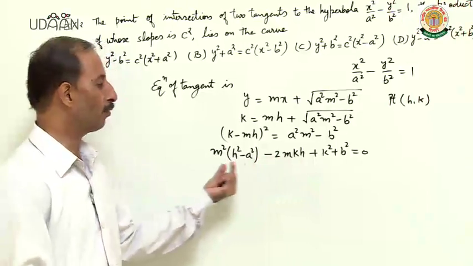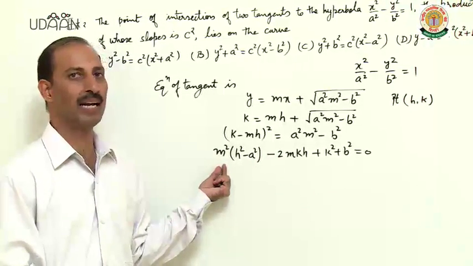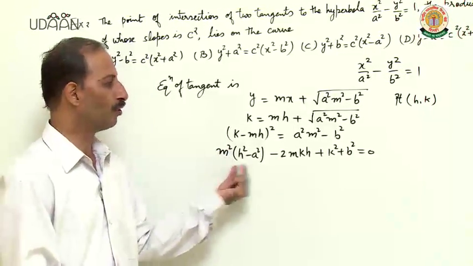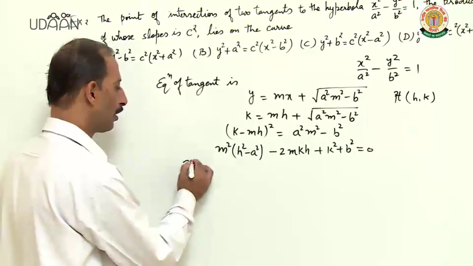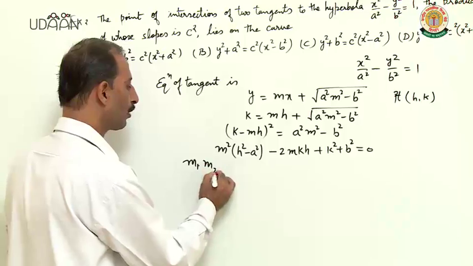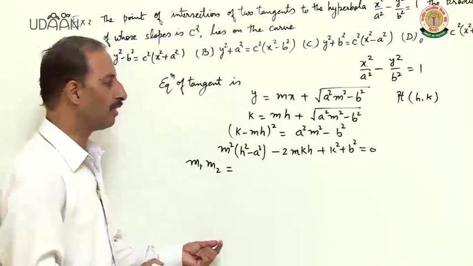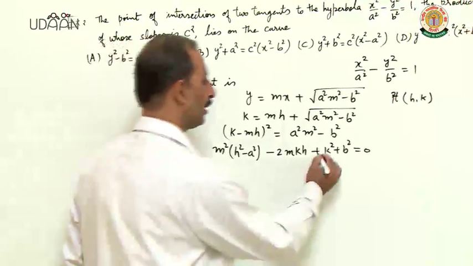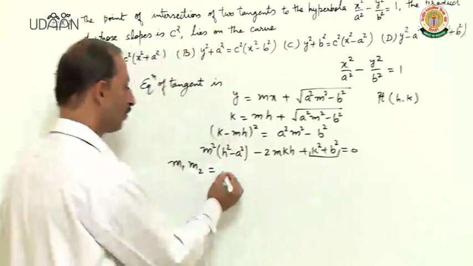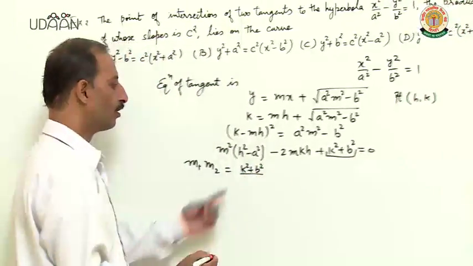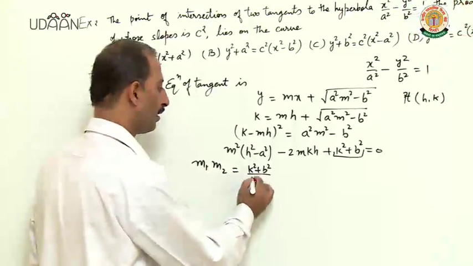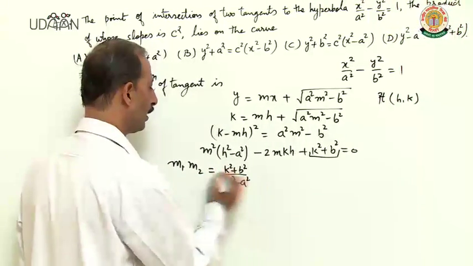So it will have two roots, say m1 and m2. Then the sum of roots and the product of roots you can find. So what is the value of the product of roots? m1 into m2 is c upon a. C is the constant quantity, that is k square plus b square. A is the coefficient of m square, that is h square minus a square.